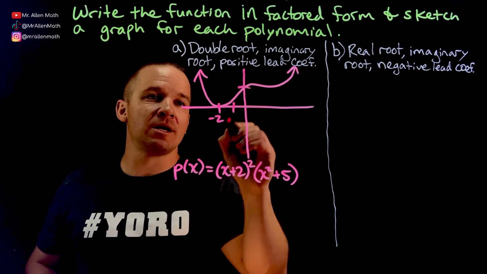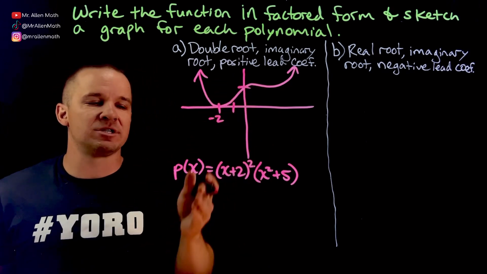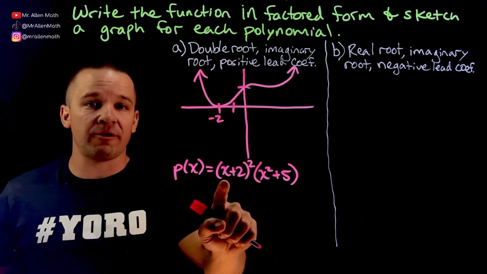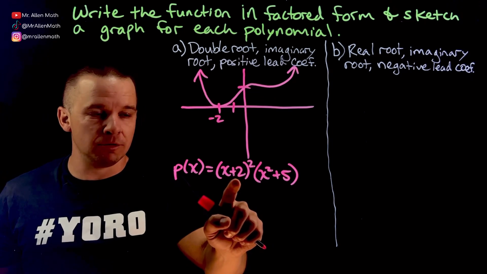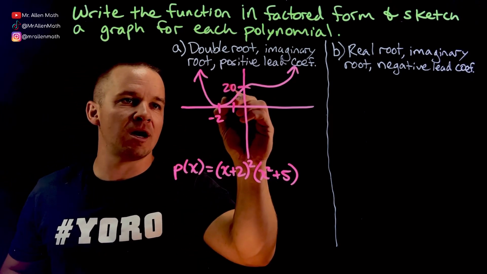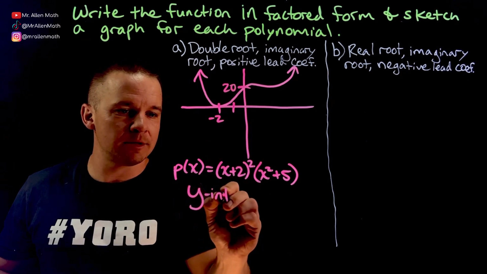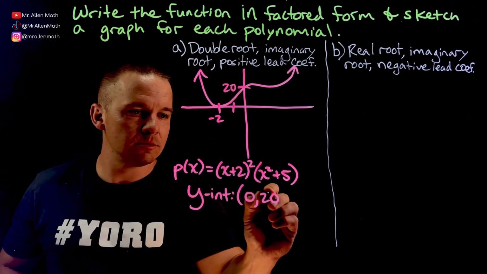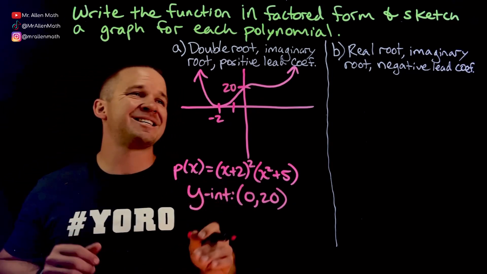What would my y-intercept be? Just in case we're asked to give us the y-intercept. Well, if I plug in 0 to my function here, I'm going to have 2 squared is 4. 4 times 5, that's 20. So we'd have 20 up here. So y-intercept, that's going to be (0, 20). Beautiful.